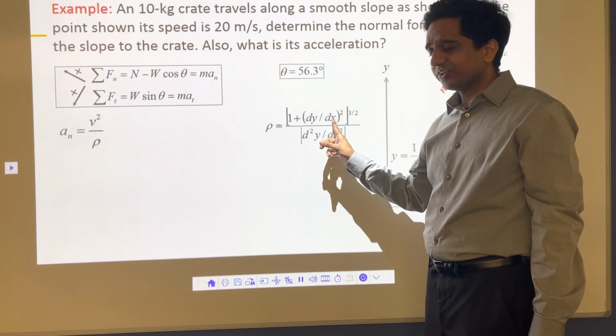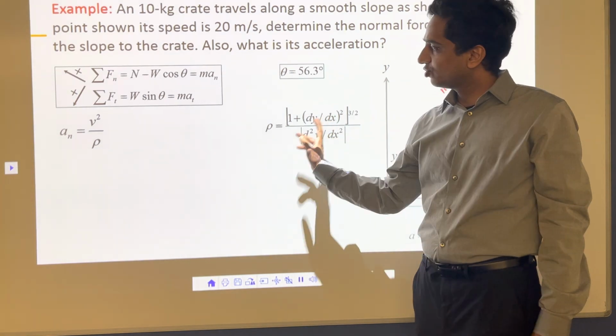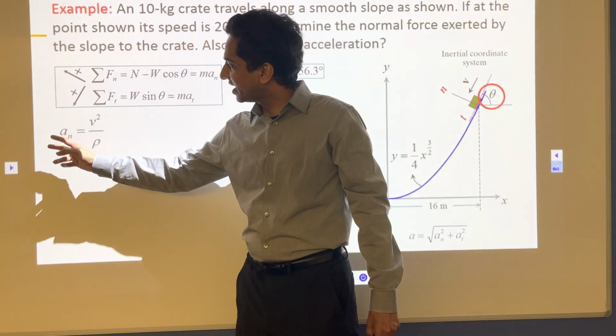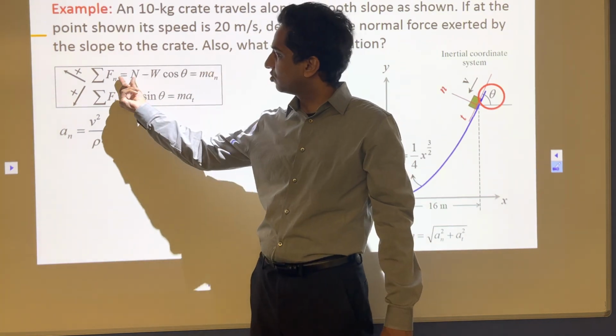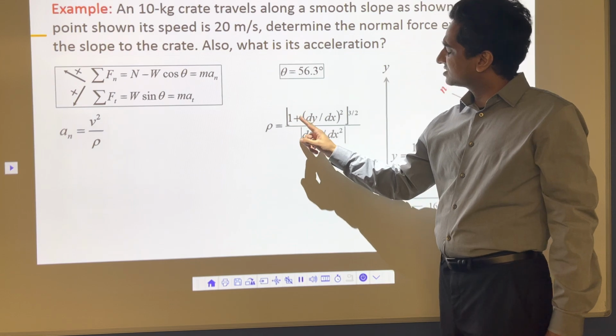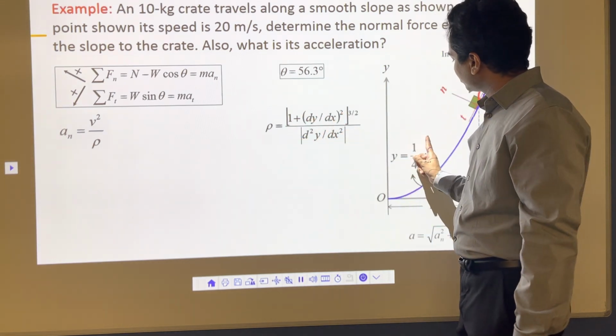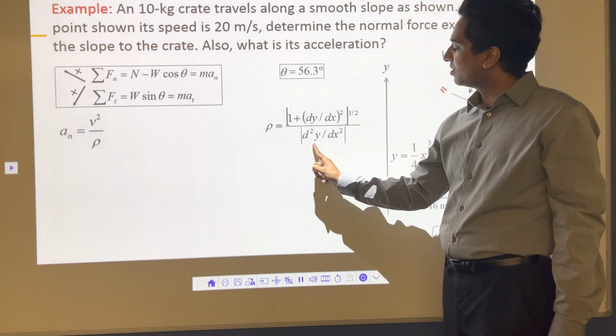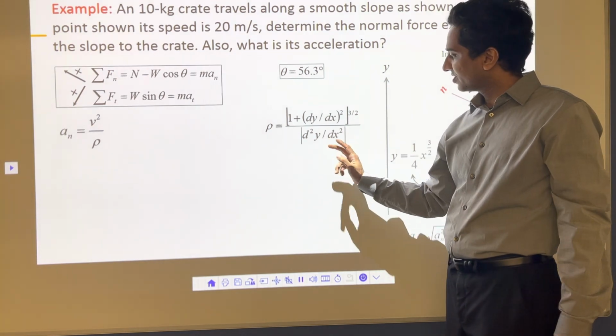All you have to do is solve this one, calculate the radius, use that radius here, calculate an, get that value of an here, calculate normal. That's the problem. So here it says 1 plus dy by dx square. So whatever the derivative of this one square, then double derivative here, absolute value. That's what we need here.